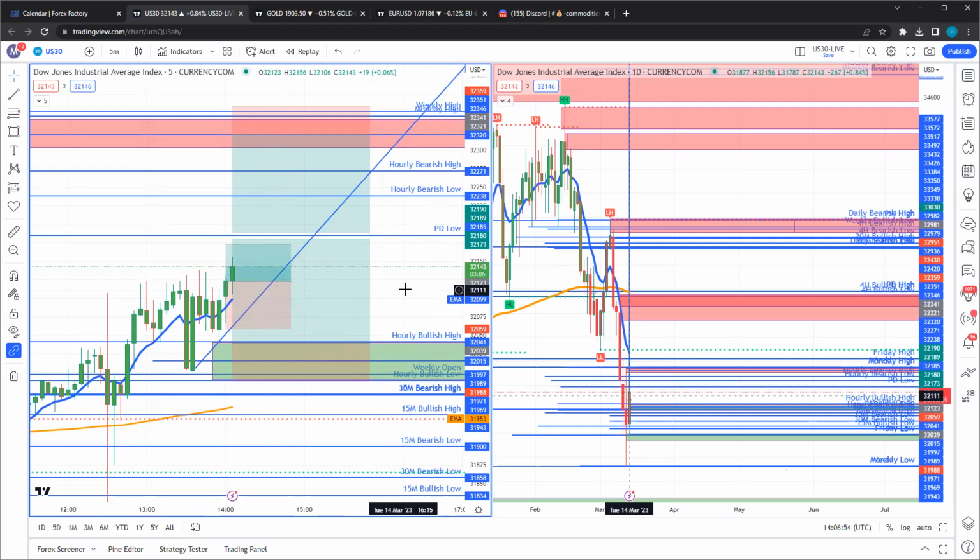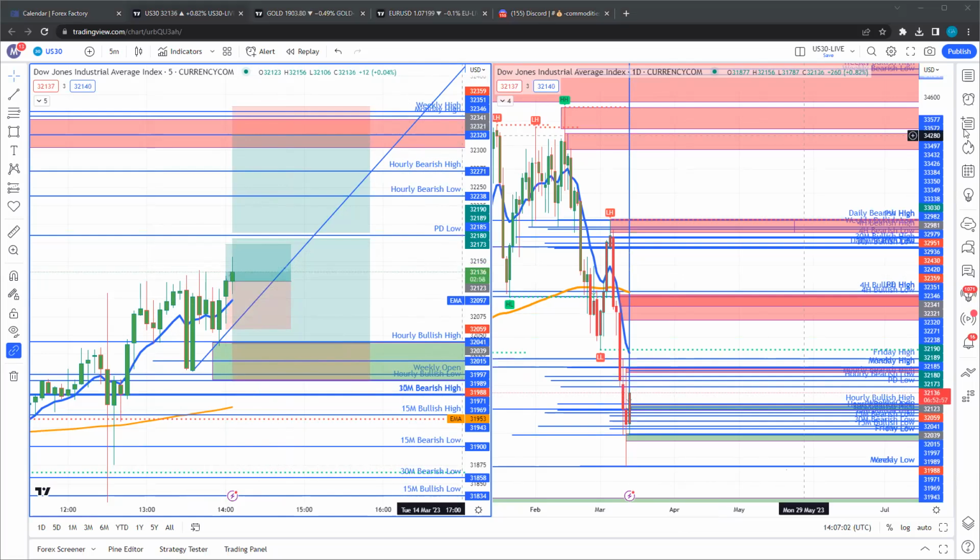So I'm still in that trade, but the perfect thing, I can show you guys how my MT4 looks.